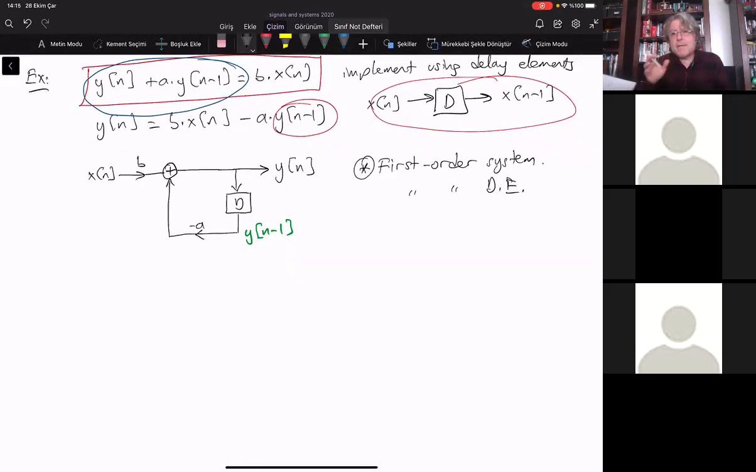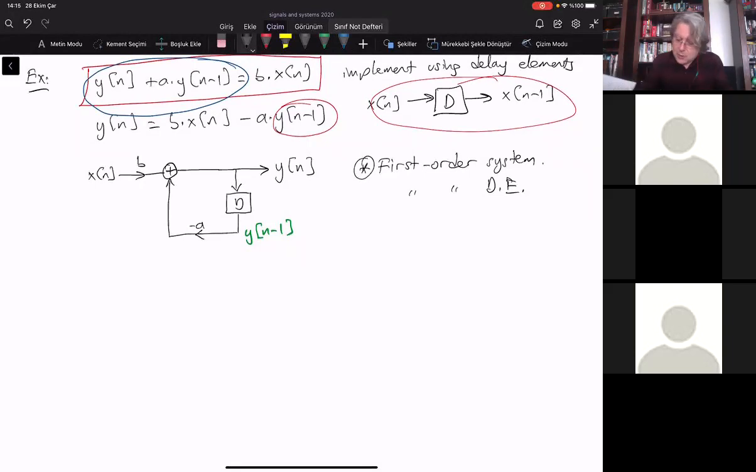I could have some delayed versions of the input at the right-hand side of the equation as well, like b times x of n plus c times x of n minus 1 plus d times x of n minus 2, etc. So what is the order of that system? It is still determined by the output delays, so it will still be a first order system as long as the left-hand side is y of n plus a times y of n minus 1.